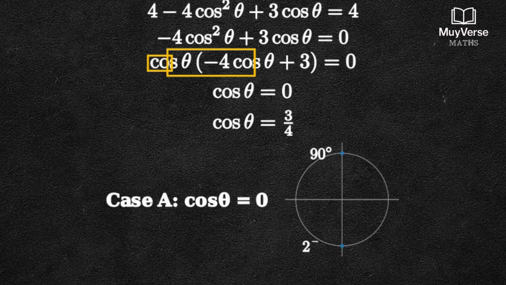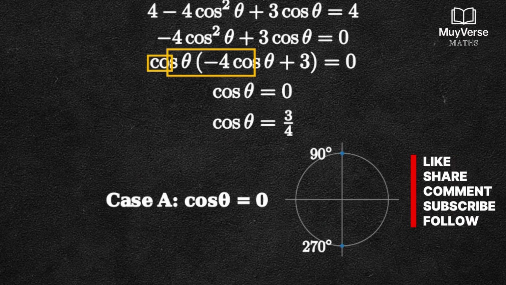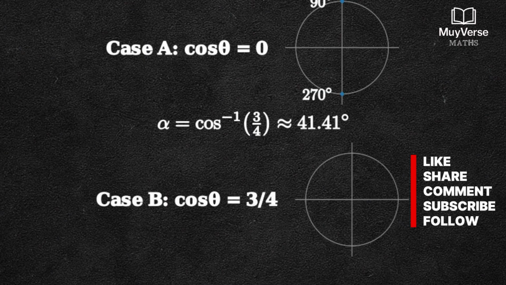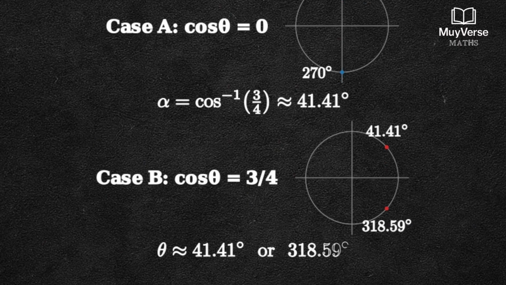Case B, cosine theta equals 3/4 gives a reference angle whose cosine is 0.75. Compute the reference angle. Cosine is positive in quadrants 1 and 4, so plot both angles. Read the two solutions. Finally, collect all 4 angles from both cases. These are the solutions in the open interval from 0 to 360 degrees.